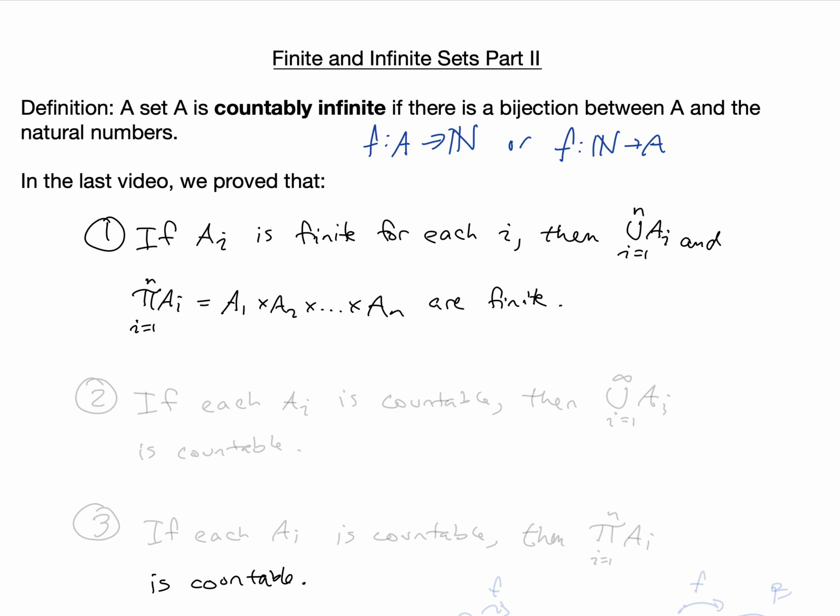In the last video, we also proved that if A_i is a finite set for each i, then the union of those finite sets is finite, and the Cartesian product of those finite sets is finite. We proved that if each A_i is countably infinite, or just countable, so countable can be countably infinite, in one-to-one correspondence with the natural numbers, or finite, then the union from i equals 1 to infinity of the A_i is also countable. And we proved that if each A_i is countable, then the finite Cartesian product of the A_i is countable.